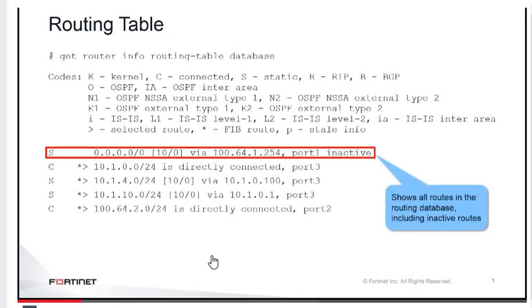If you want to display both the active and the inactive routes, use the command shown on this slide. In the example shown in this slide, the output shows one inactive route. The route is inactive because it has a longer distance.